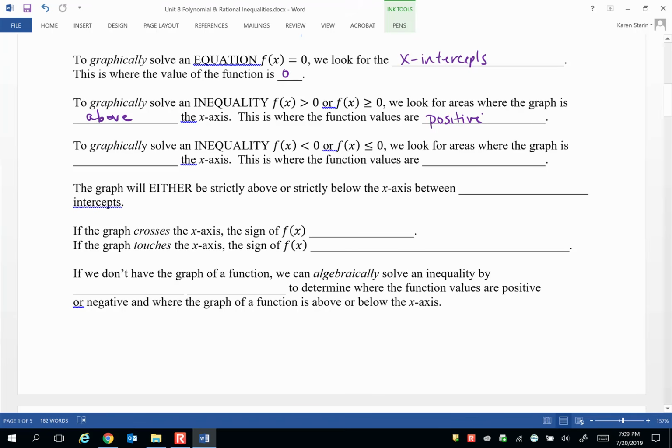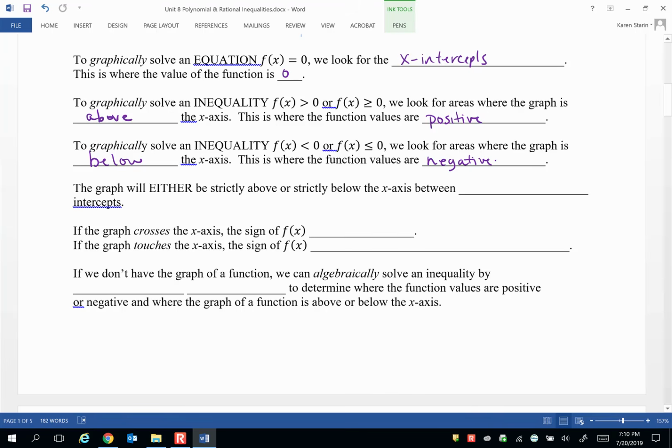To graphically solve an inequality, f of x strictly less than 0 or less than or equal to 0, we look for areas where the graph is below the x-axis. And this is where the function values are negative, or in the case of less than or equal to 0, where it's negative or 0.